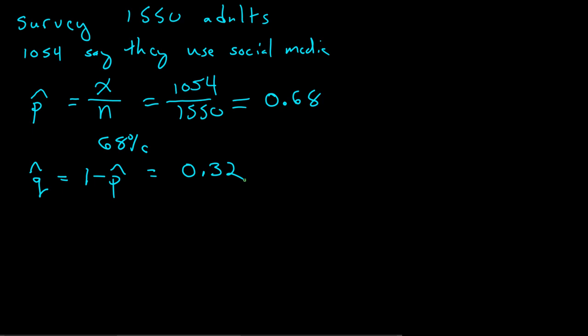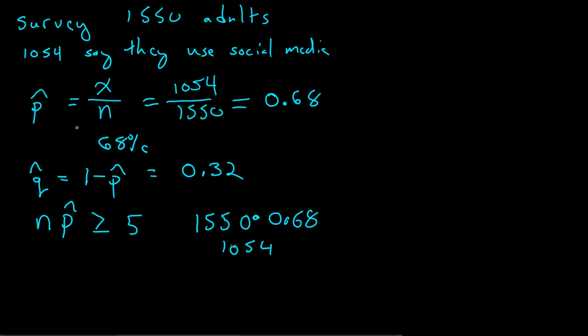So let's make sure that these work for us. So n times p, right? We want to make sure this is greater than or equal to 5. So my n was 1,550 adults times 0.68. And that is 1,054, right? Because it is where that came from, and that is greater than 5.